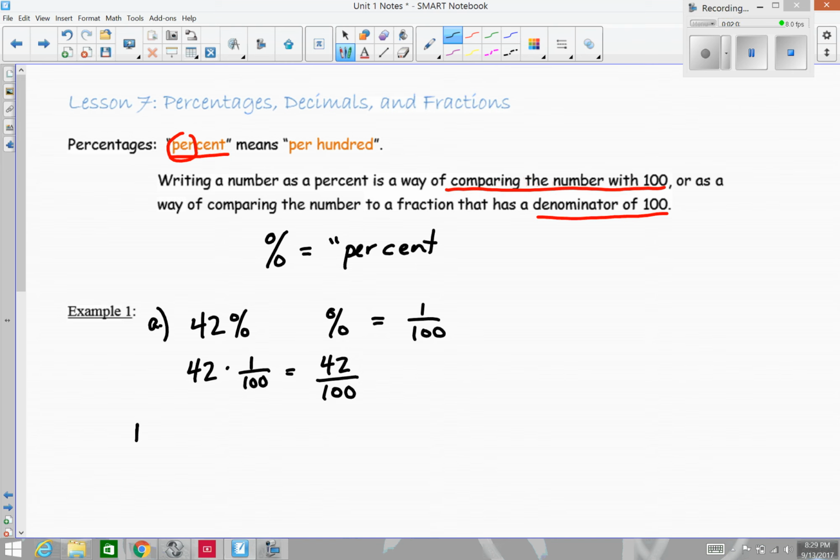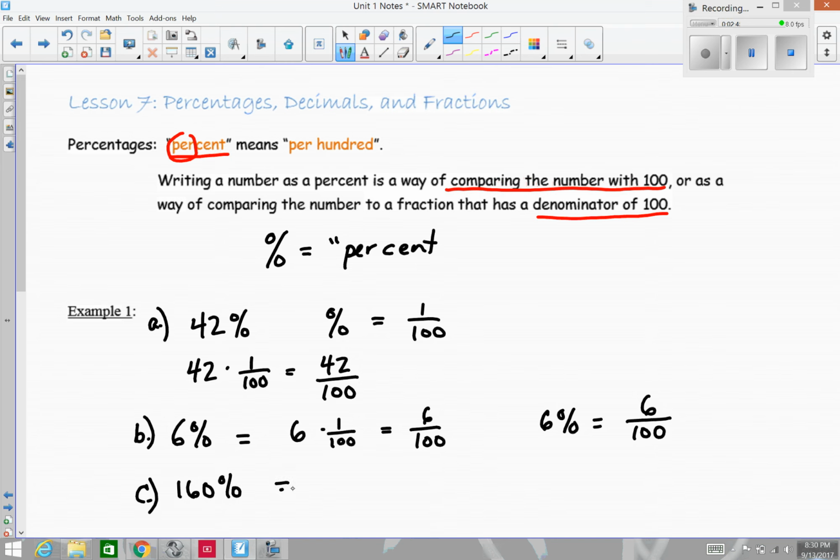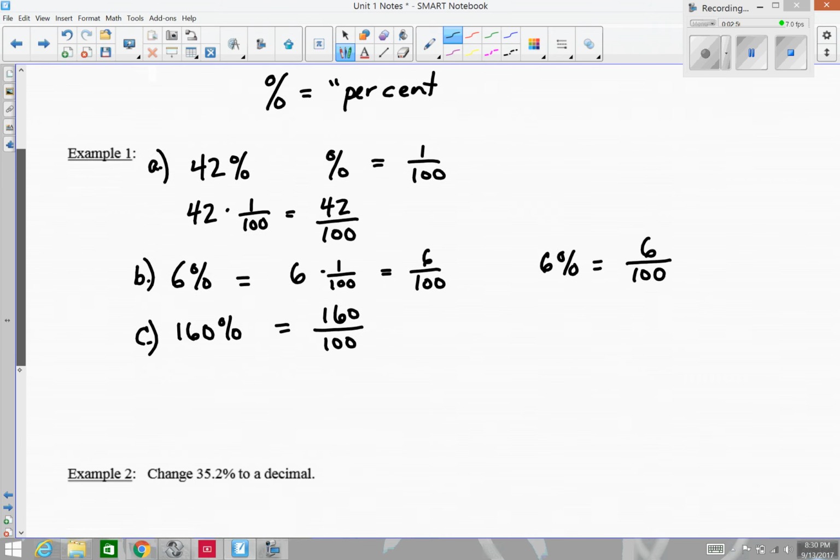If I was trying to write it as a fraction, I would take that 42 over 100 and I would simplify it. Let's take a look at another example. 6% would be the equivalent of 6 compared to 100. I can think of it as multiplied by 1 over 100 to give me 6 over 100, or hopefully you'll start to say 6% is a number compared to 100, and you'll write that 6 directly over the 100. Let's do one more. Let's say I have 160%. That would be equivalent to 160 compared to 100, or over 100.